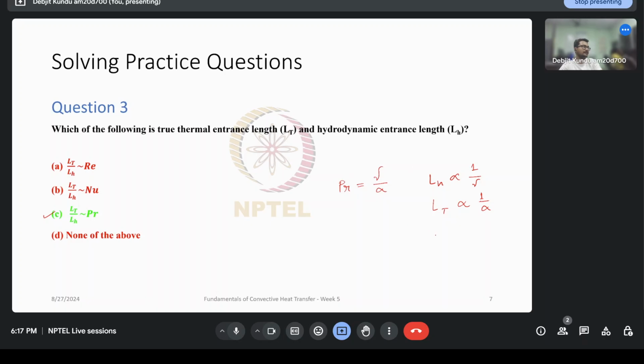So if I now take LT over LH, that should be proportional to nu over alpha, which is basically nothing but our Prandtl number. So this is a simple way of showing things. There is a more involved derivation in the lectures. You can always go back and take a look at that. All right.